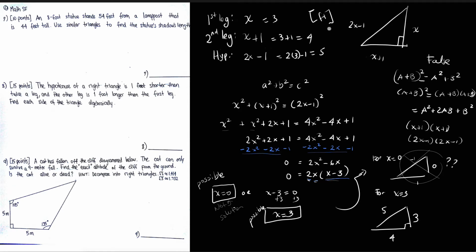So if you were to write your answer overall, they're asking you to find each side algebraically. You probably will have to write here: the first leg is going to be 3, the second leg is going to be 4 feet, and the hypotenuse is going to be 5 feet. So that will be your dimensions for this particular problem. We have to involve a little bit of algebra here, quadratic equations, so make sure you review that. Let's move on to the next problem.